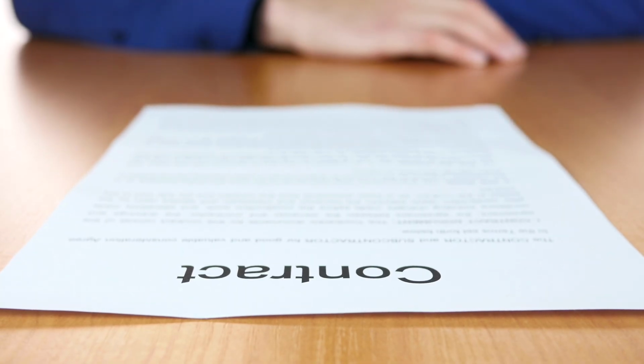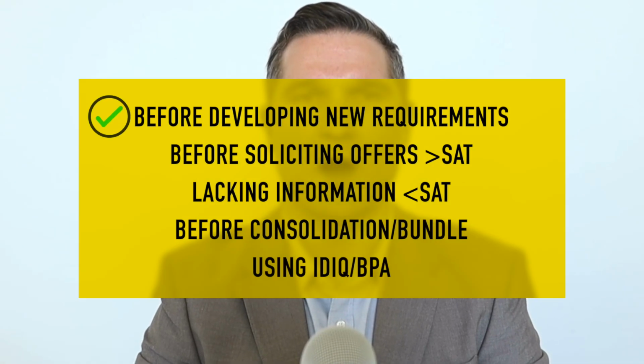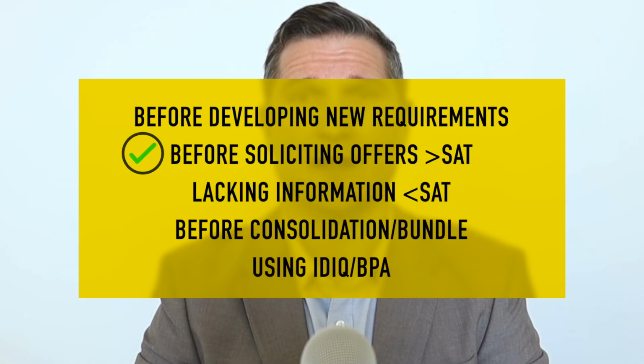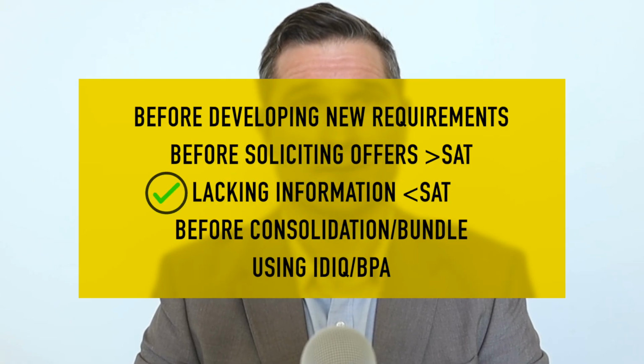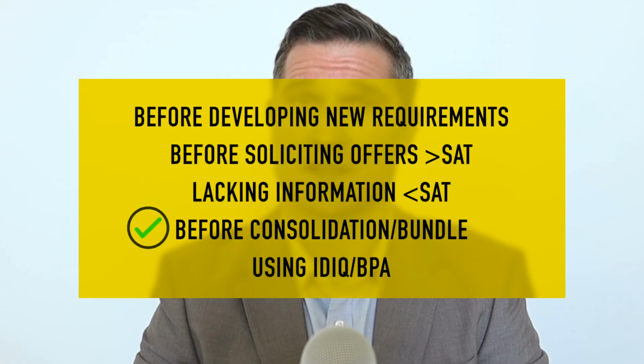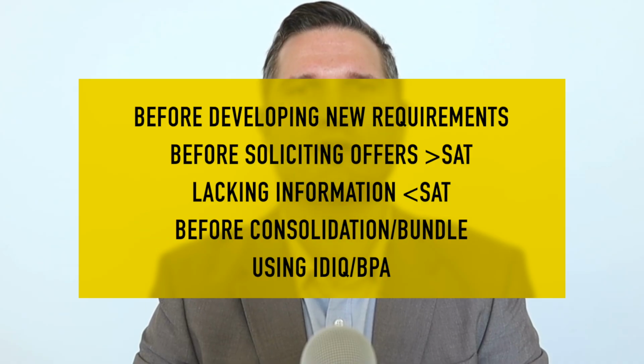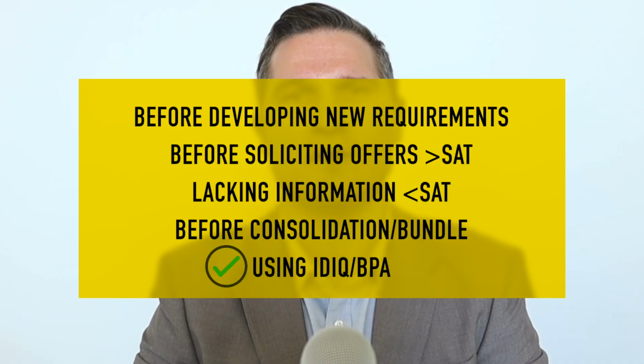FAR Part 10 says agencies must conduct market research before developing requirements, before soliciting above the SAT, when information is lacking below the SAT, before actions that could consolidate or bundle, before certain orders under large contract vehicles, and on an ongoing basis to identify capable sources, especially small businesses.